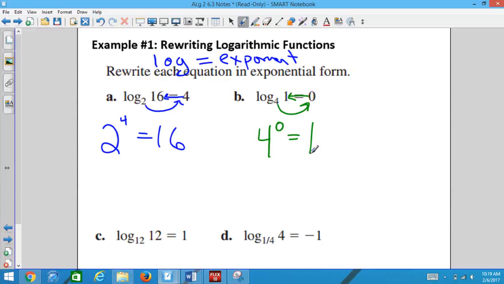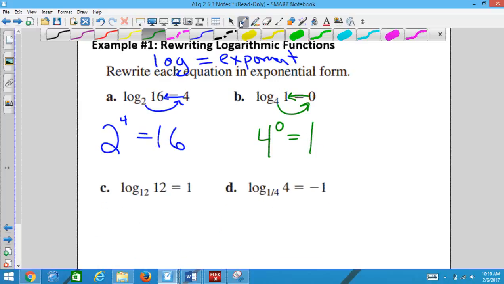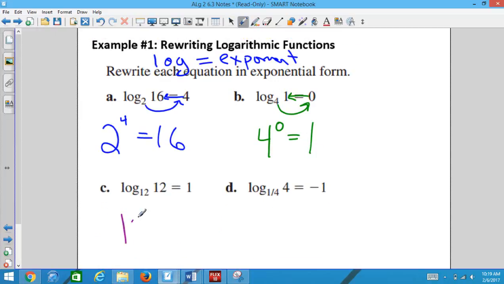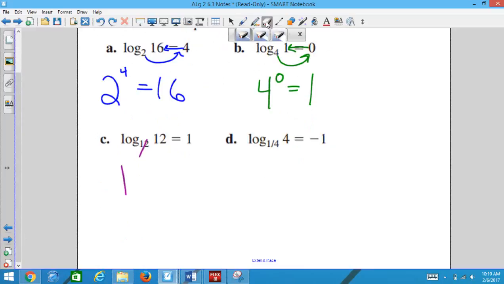So the next one is 12 to the 1st equals 12. Is that true?